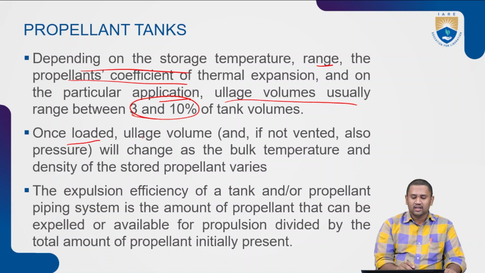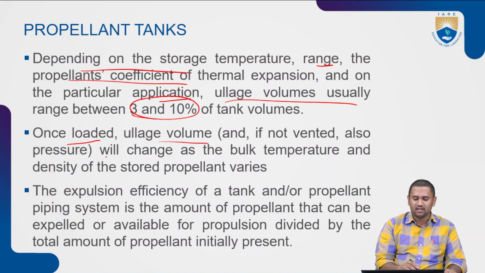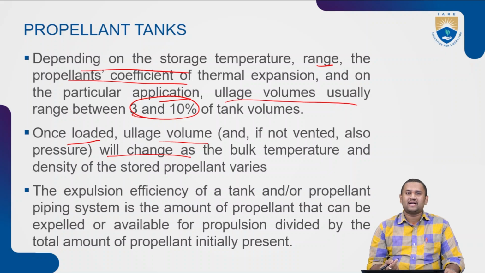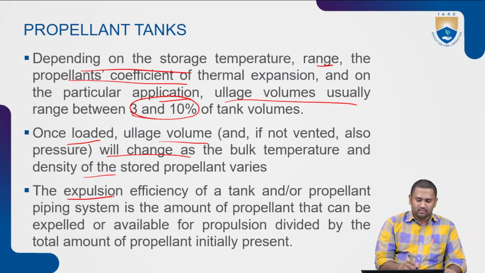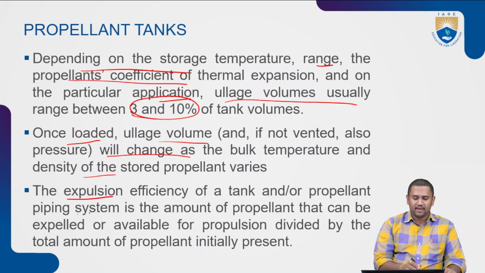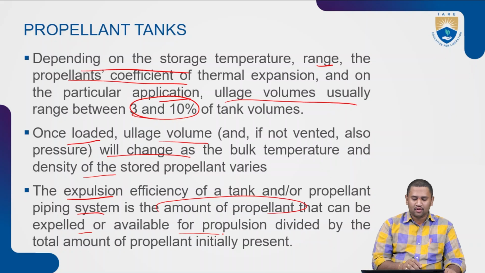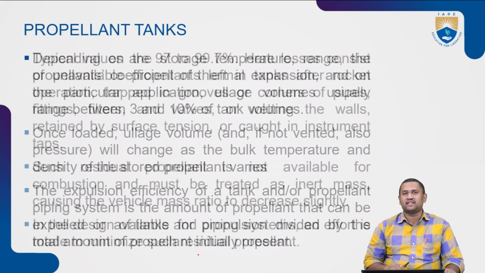And once loaded, ullage volume, and if not vented, the pressure will also change the bulk temperature and the density of the stored propellant, which varies. The expulsion efficiency of a tank or a propellant piping system is the amount of propellant that can be expelled or made available for propulsion, divided by the total amount of propellant initially present.